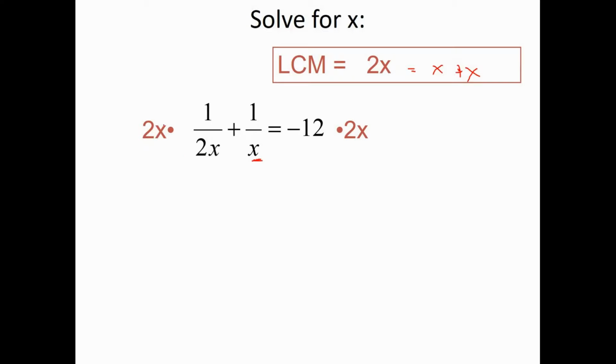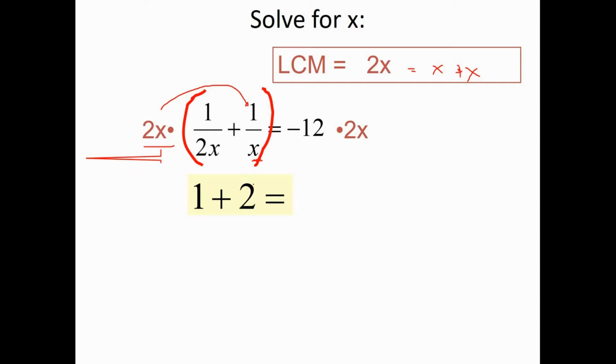So, i-multiply ulit natin siya. Sa una, 2x over 1. So, 2x times 1 is 2x. Over 2x, ang matitira is 1. Sa kabila naman, 2x times 1 is 2x divided by x is 2.